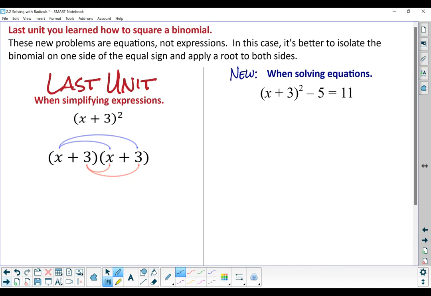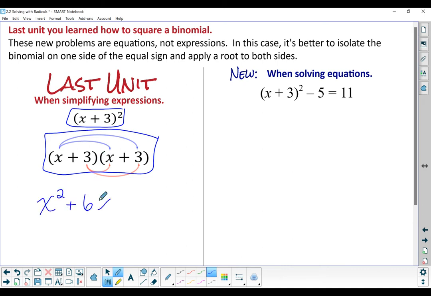Okay, this is another type of equation that we're going to work on solving today. I want to talk a little bit about how we're going to deal with these binomials in this lesson versus how we did last unit. Last unit, we would have a binomial squared, and our goal would be to multiply it out and turn it into, in this case, x squared plus 6x plus 9. And that was our goal, to put that expression into standard form.